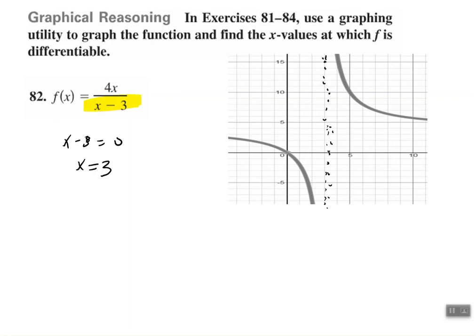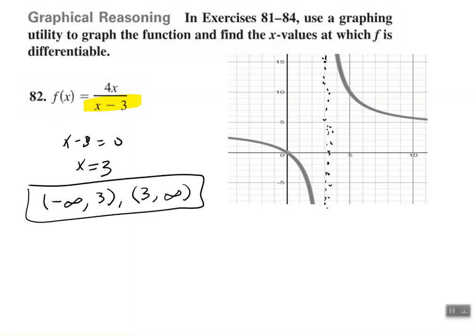So we know that this is continuous everywhere except where x equals 3. To write this in interval notation from left to right, this will be continuous from negative infinity to 3, parentheses because we're not including 3, comma, the other side of 3, all the way to positive infinity. And that's where it's differentiable because that's where it is continuous.